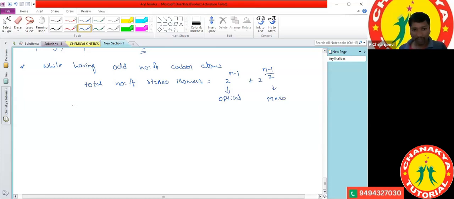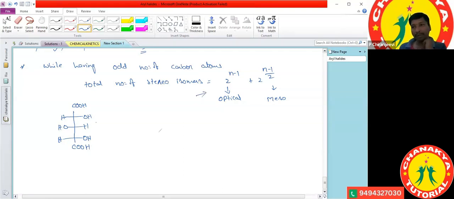For that one, I'll give one structure here. COOH, H, OH, OH, H, H, OH, and COOH. So my question is, the given compound exhibits how many total stereoisomers, how many optical isomers, and how many meso isomers? That is my question. Stereo, optical, meso: how can we calculate? Any one of you? Which formula do we have to use? This formula only we have to use.